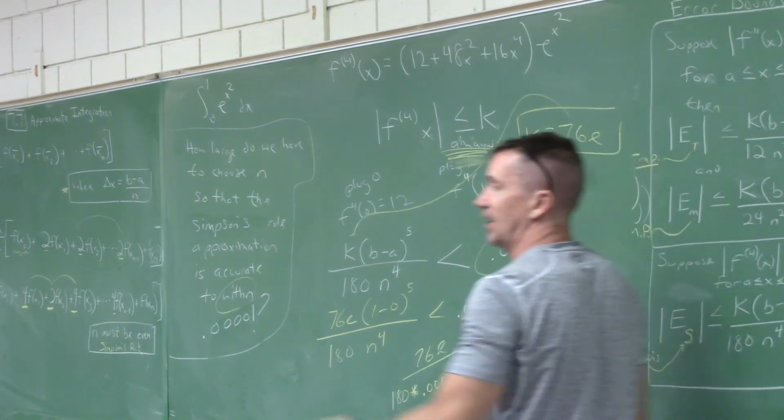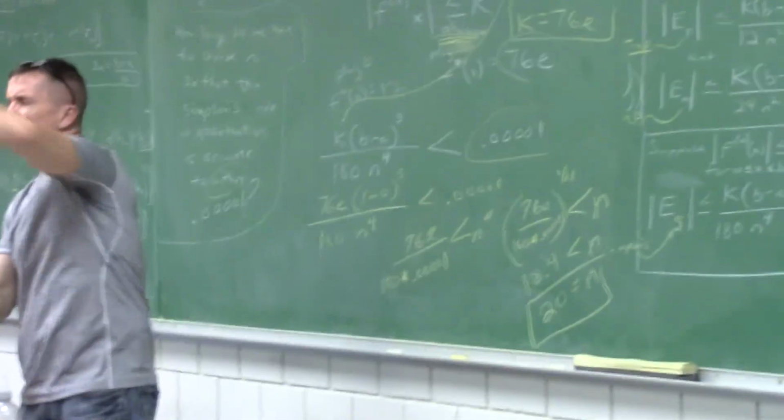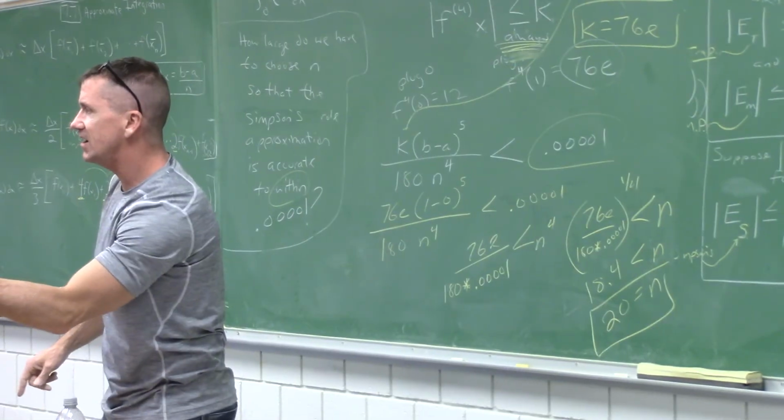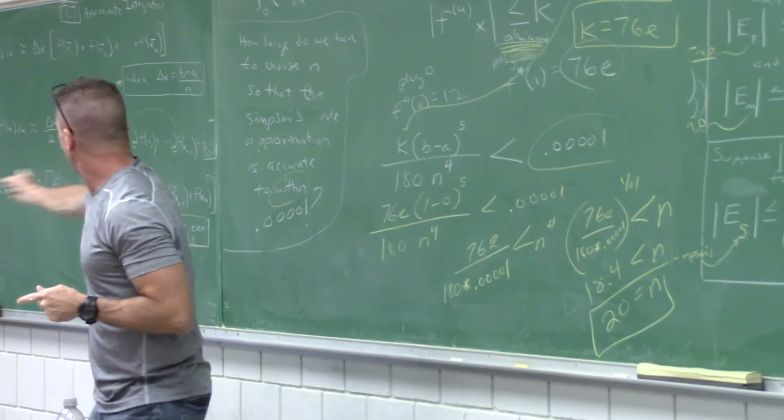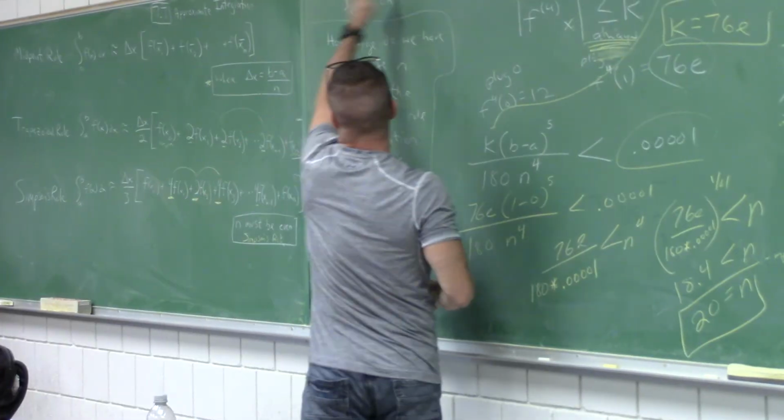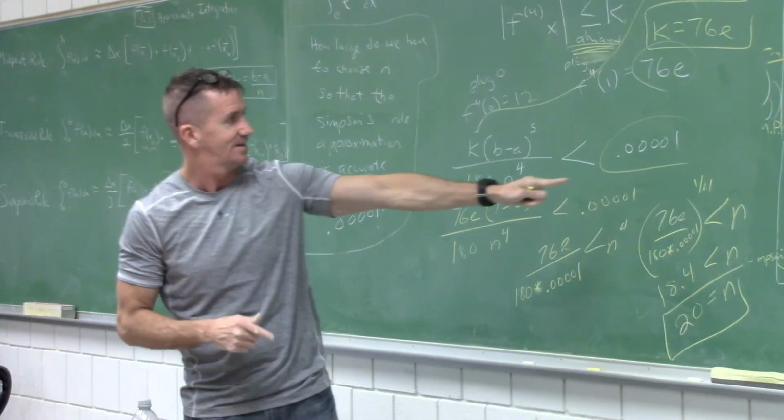So what I would do, if I was using Microsoft Excel, open up my spreadsheet, run 20 iterations, in terms of use 20 subdivisions, use n equal to 20, and my math formula here, and I'll have this baby accurate to within this right here.